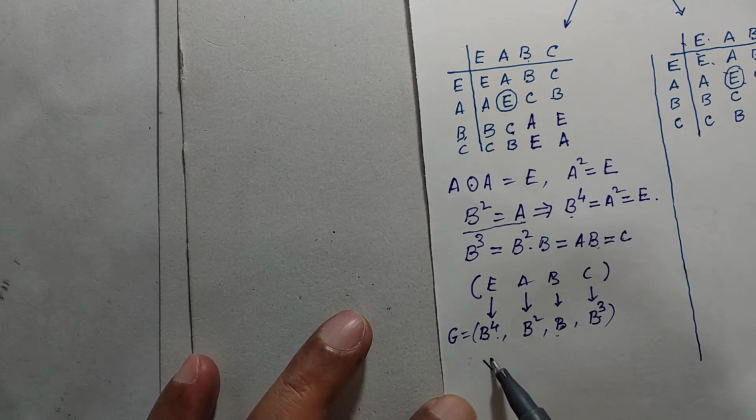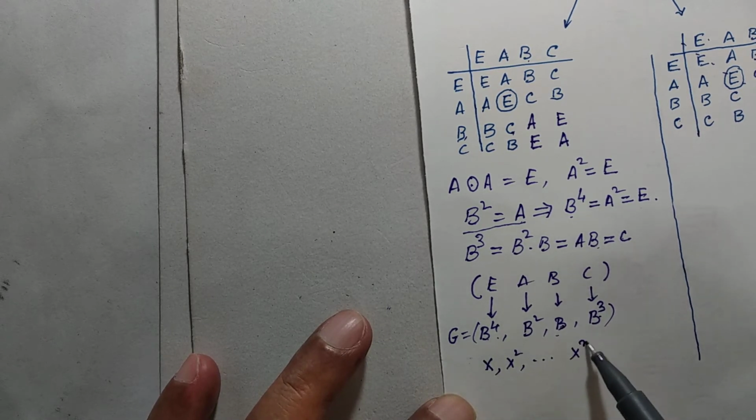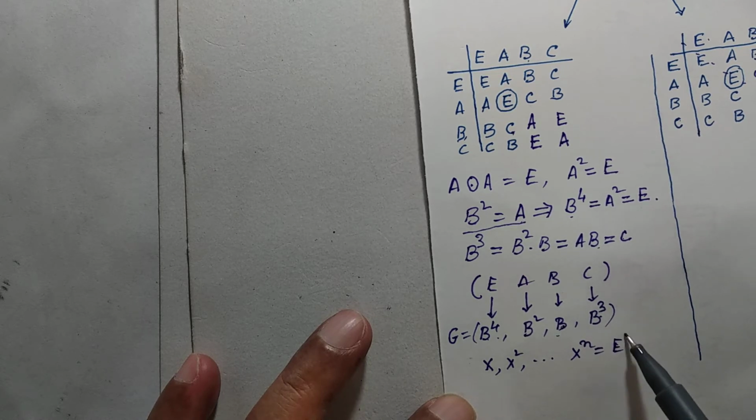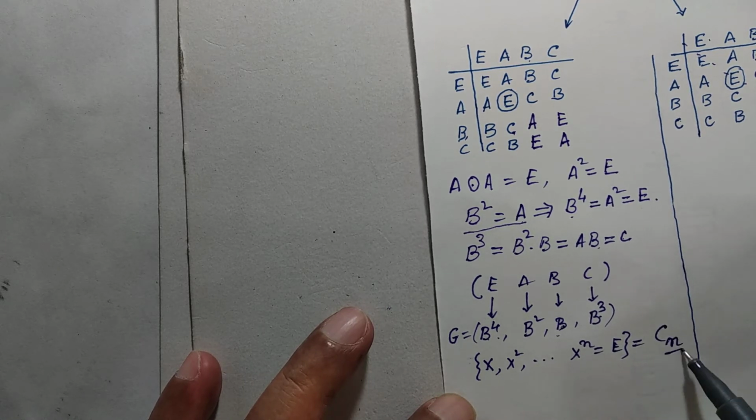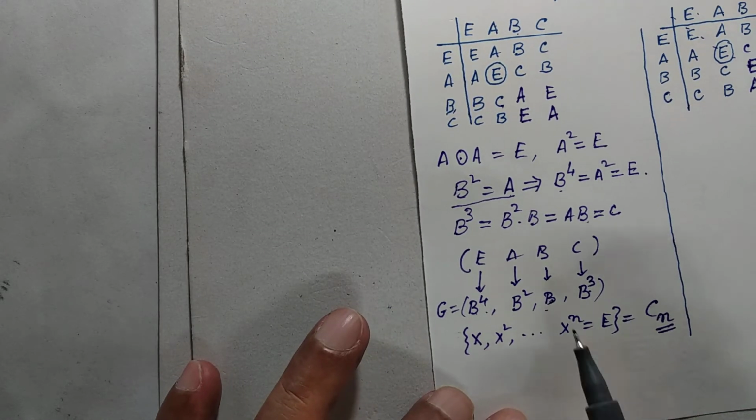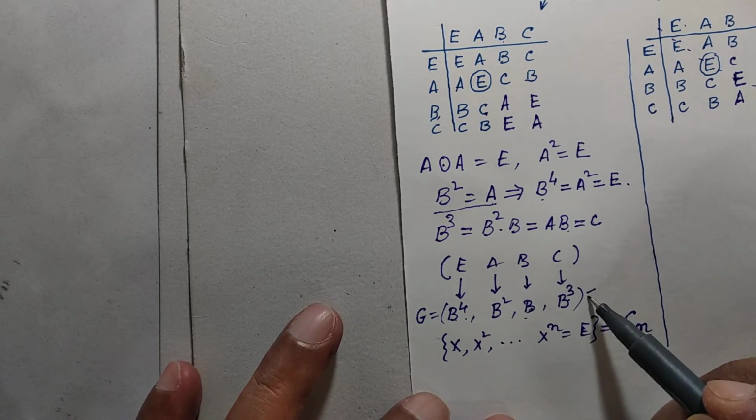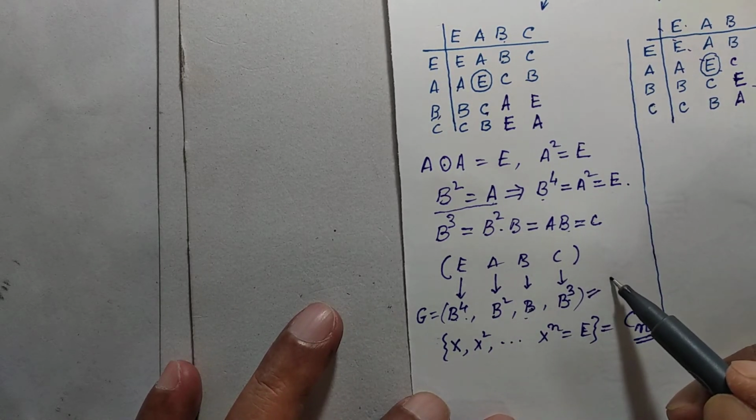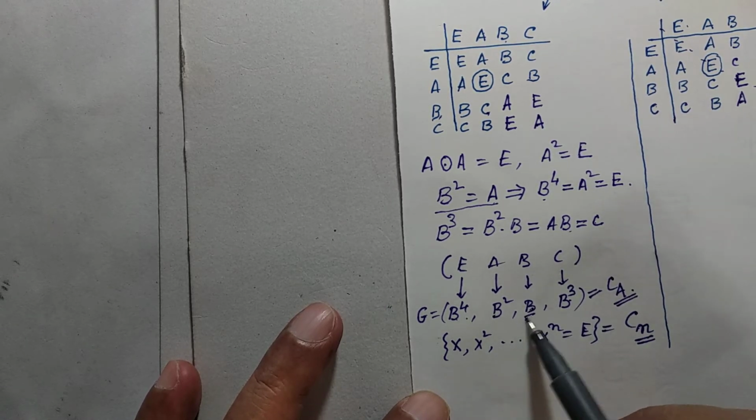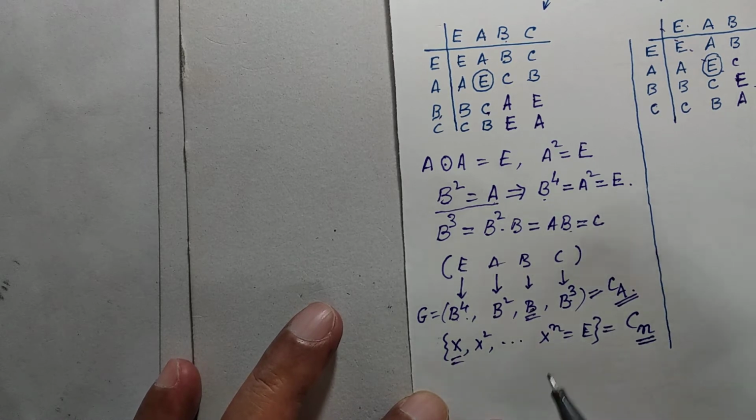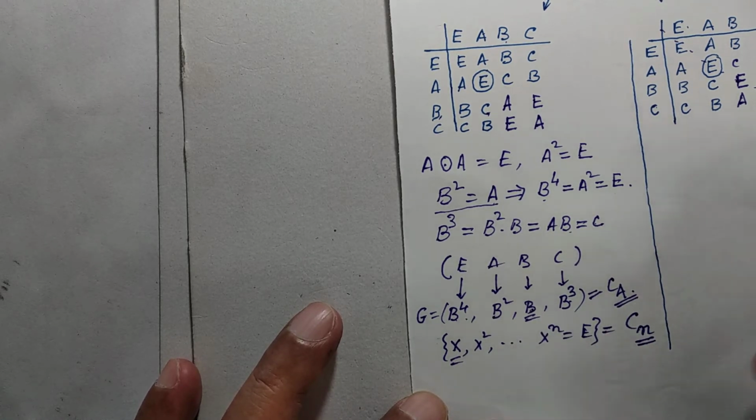Any group of this type, X, X square, up to X to the power N equal to E, is called a cyclic group of order N. It is written as Cn. So this group can be regarded as a cyclic group of order 4 with B as generator. Here X is the generator. Here B is the generator.